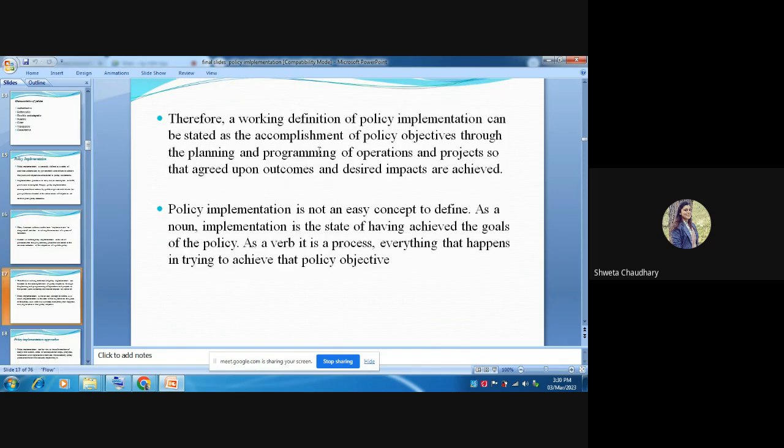Therefore, a working definition of policy implementation can be stated as the accomplishment of policy objectives through the planning and programming of operations and projects so that agreed-upon outcomes and desired impacts are achieved. Policy implementation is not an easy concept to define, but it is just whatever happens when we try to achieve something.